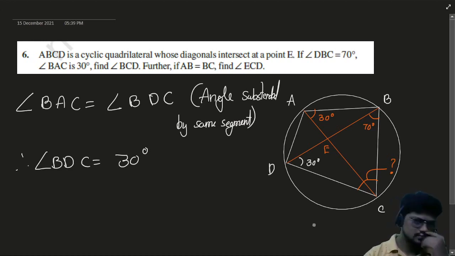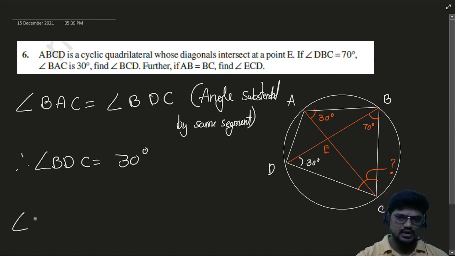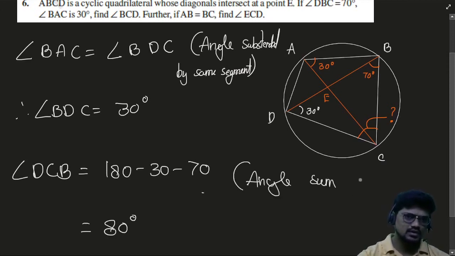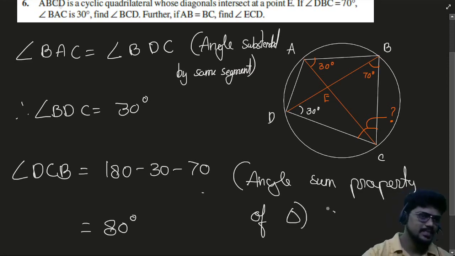If this is 70 and this is 30, we can find this angle by using the angle sum property in a triangle. Yes or no? So this angle will be how much? Angle DCB will be equal to 180 minus 30 minus 70. That is 80 degrees. The reason is angle sum property of triangle. Is that clear?